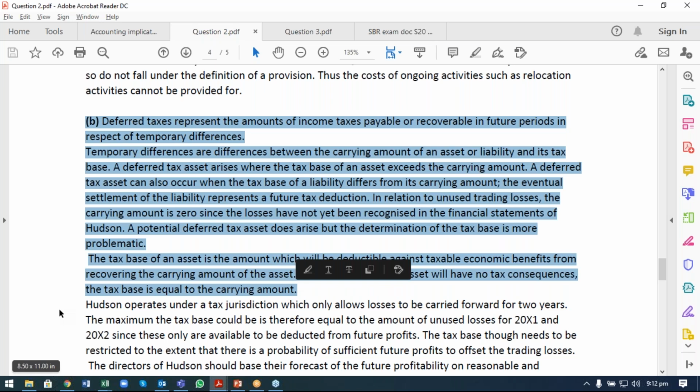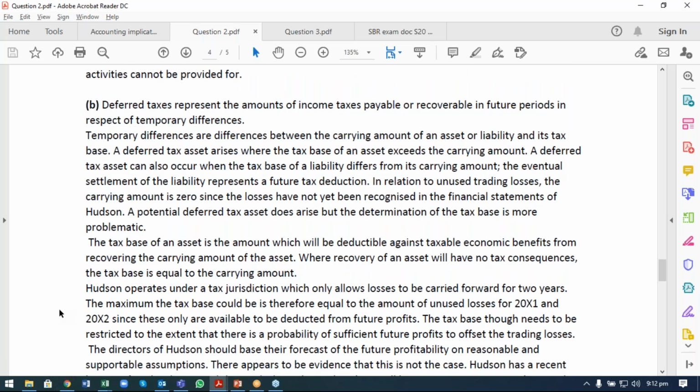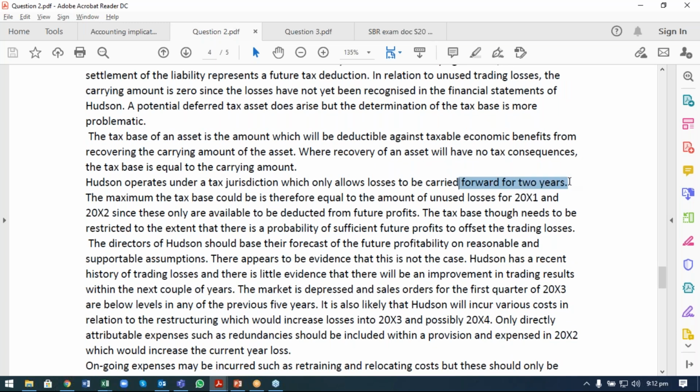The next paragraph, which started from here: Hudson operates under a tax jurisdiction which only allows tax losses to be carried forward for 2 years. Someone has asked the question, but even in the suggested answer it's already mentioned. The maximum tax base is therefore equal to the amounts of unused tax losses for 2001 and 2002. Since these are only available to be deducted from future profits, the tax base needs to be restricted to the extent that there is a probability of sufficient future profits to offset the trading losses. The directors of Hudson should base their forecast of future profitability on reasonable and supportable assumptions.